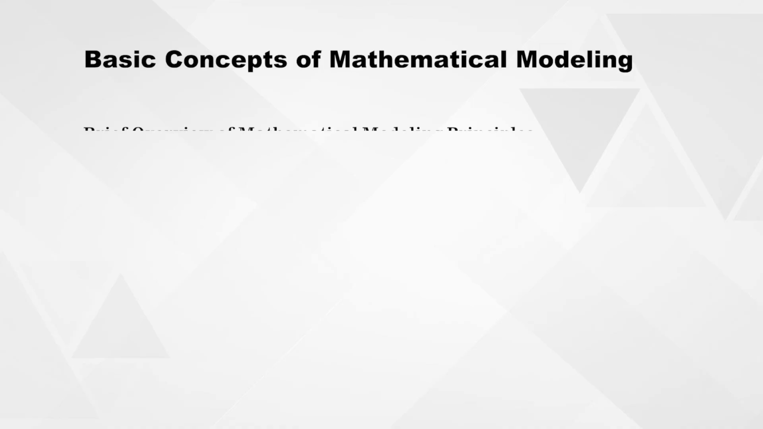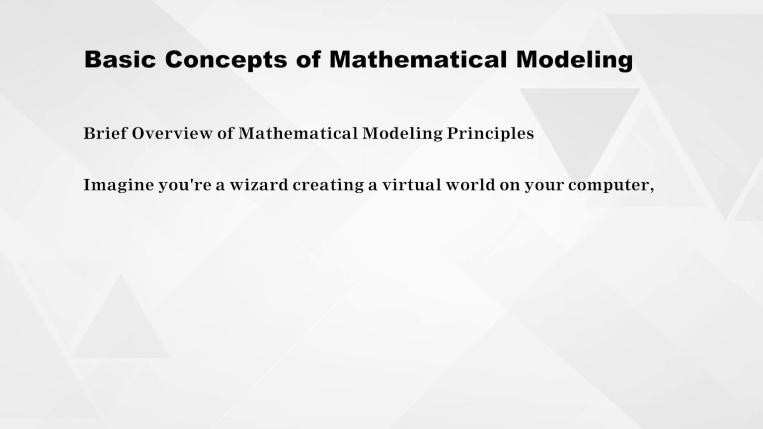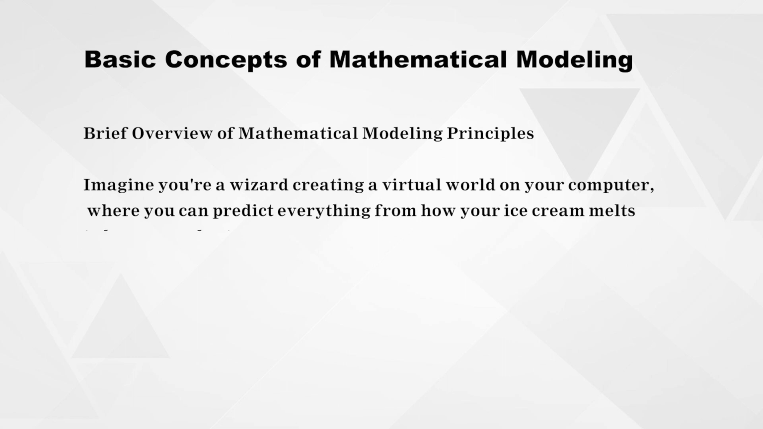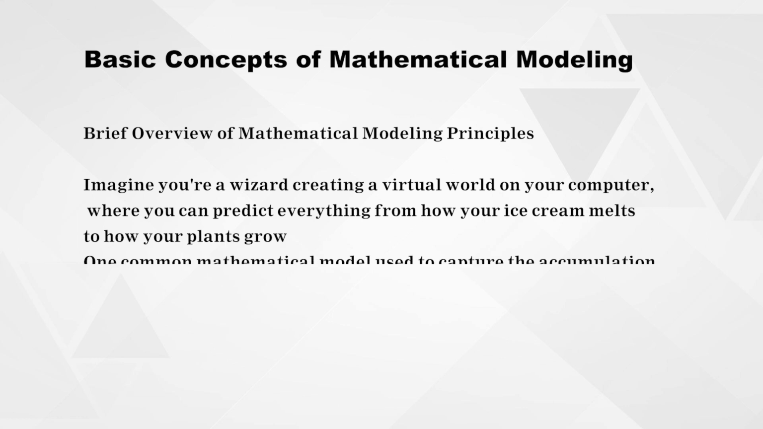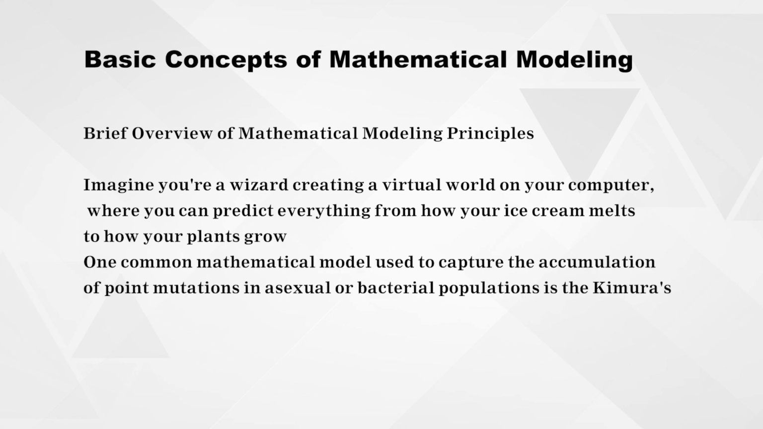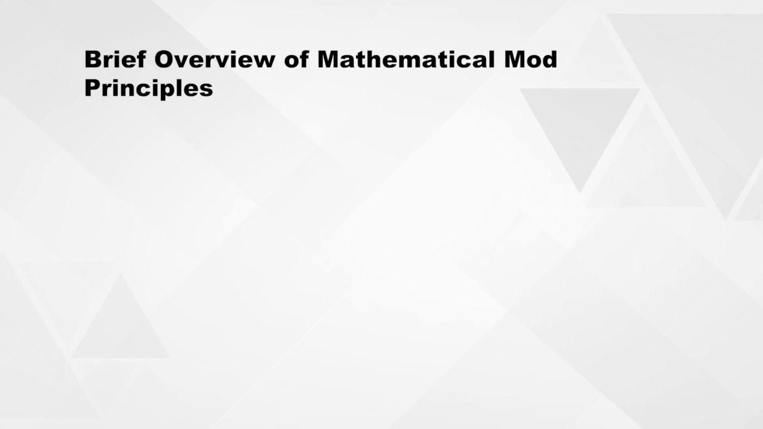One common mathematical model used to capture the accumulation of point mutations in an asexual or bacterial population is Kimura's two-parameter model. I will briefly explain this model. This model describes the evolution of DNA sequences over time. Consider both transitions, which change within purines or within pyrimidines, A to G or C to T, and the transversions between the purines and pyrimidines as well.